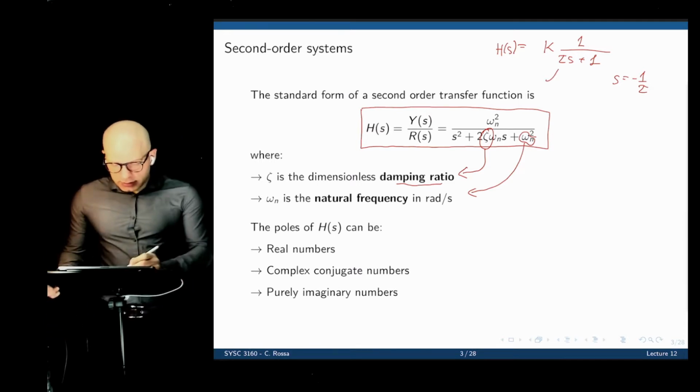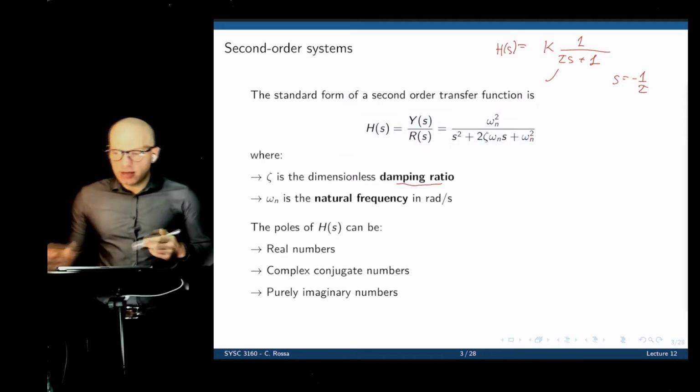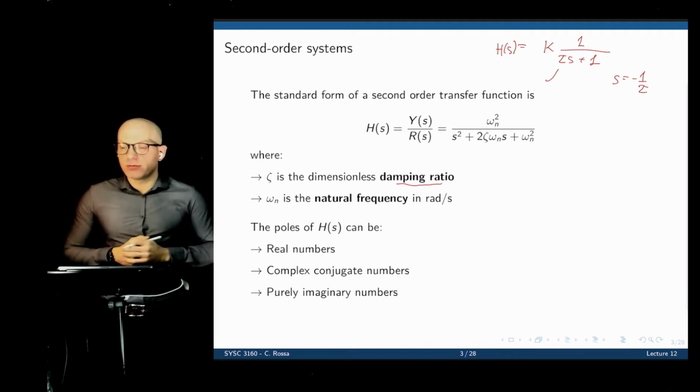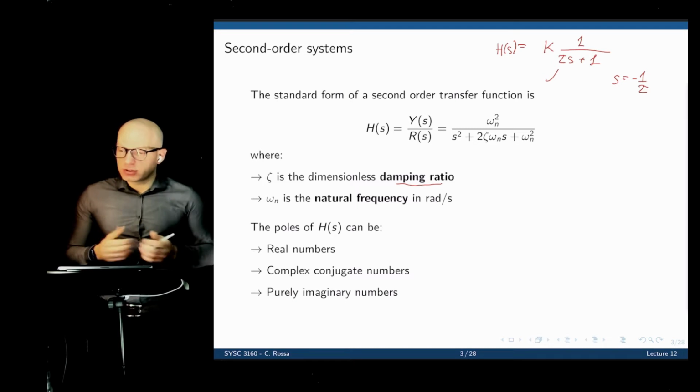And this is the standard form. Where does this standard form come from? Well, this is a little mathematical trick that will help us understand how the system behaves by simply looking at the values for zeta and omega n. And based on that, we know if the system has oscillations or not.